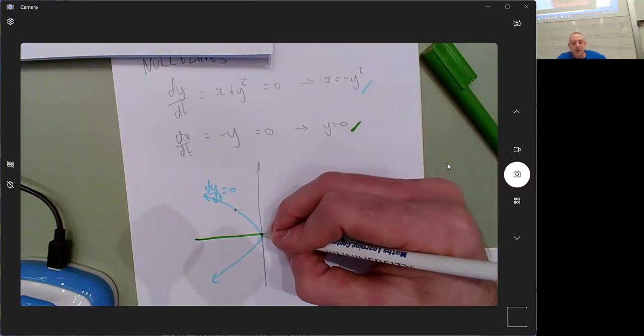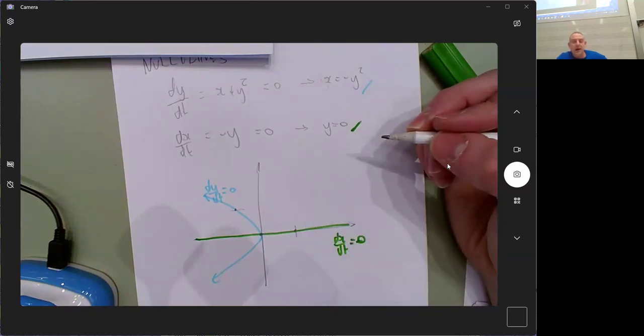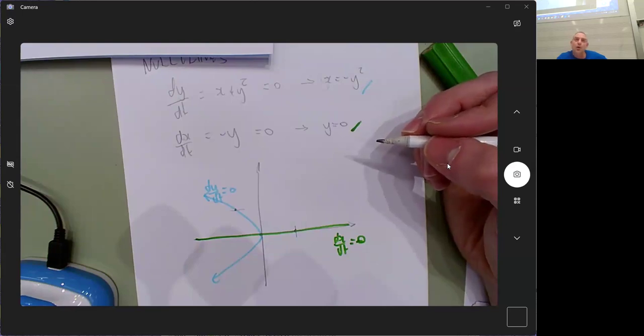And at this point here, its x speed is 0 and its y speed is 0. So if you happen to be at that point, you won't move at all. You won't move vertically because it's on the y nullcline, and you won't move horizontally because it's on the x nullcline, so you won't move at all. And this is called a critical point, probably. Is that right? Equilibrium point. Sorry, wrong word.